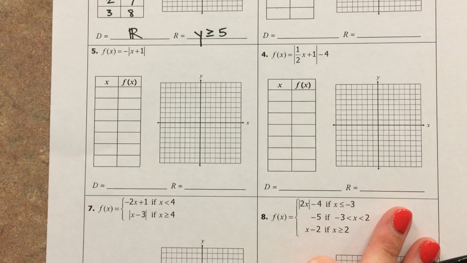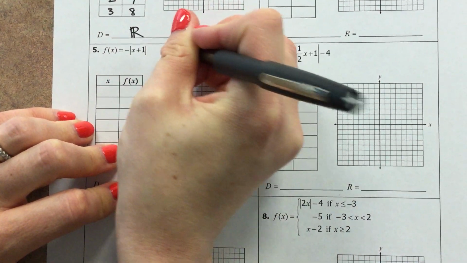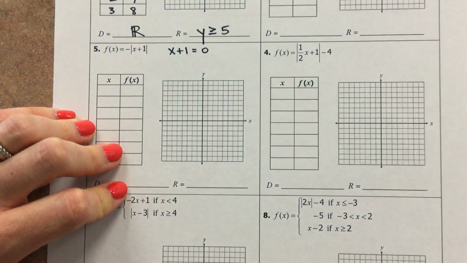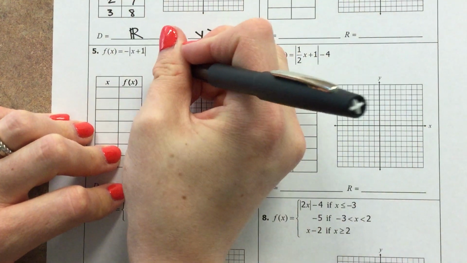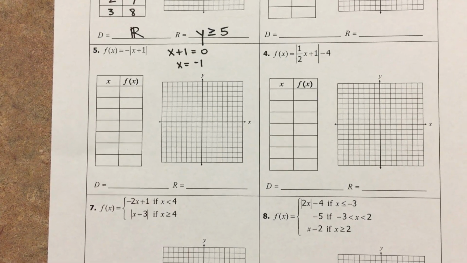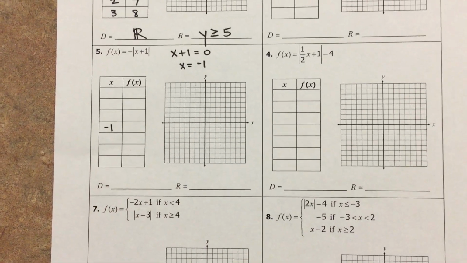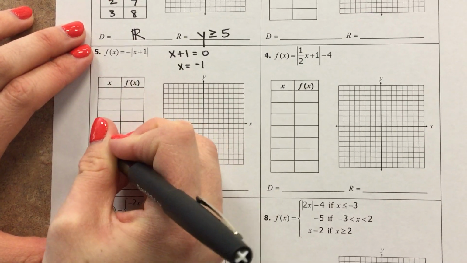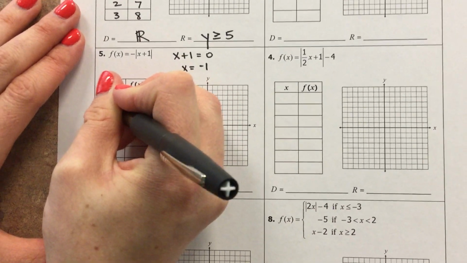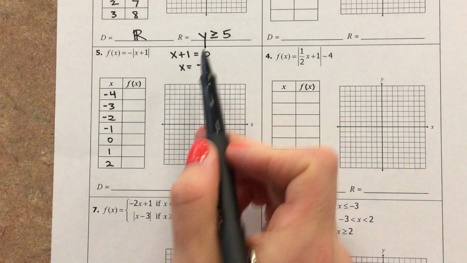So let's talk about number 5 right here. Step 1, figure out where the x coordinate of the vertex is. So take just the expression from the inside of the absolute value bars, nothing else. Set that expression equal to 0 and solve. So I would subtract 1 from both sides. Gives me this, x equals -1. So I know when I'm creating my table, it needs to be centered at -1. So I put that right there. From -1, I can go up, 0, 1, 2. I can also go down, -2, -3, -4. So making sure it's centered at that vertex, which we found right here.